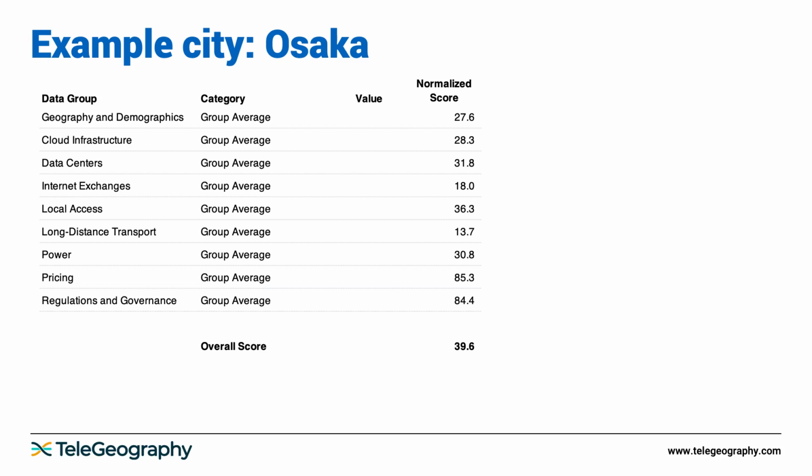Now alone, that's not terribly meaningful. What's that mean? I'm 39.6, well, congratulations. But it is meaningful when you start comparing one metro to another. A 39.6 rating or score is good for 19th in the world. That's where Osaka lands.